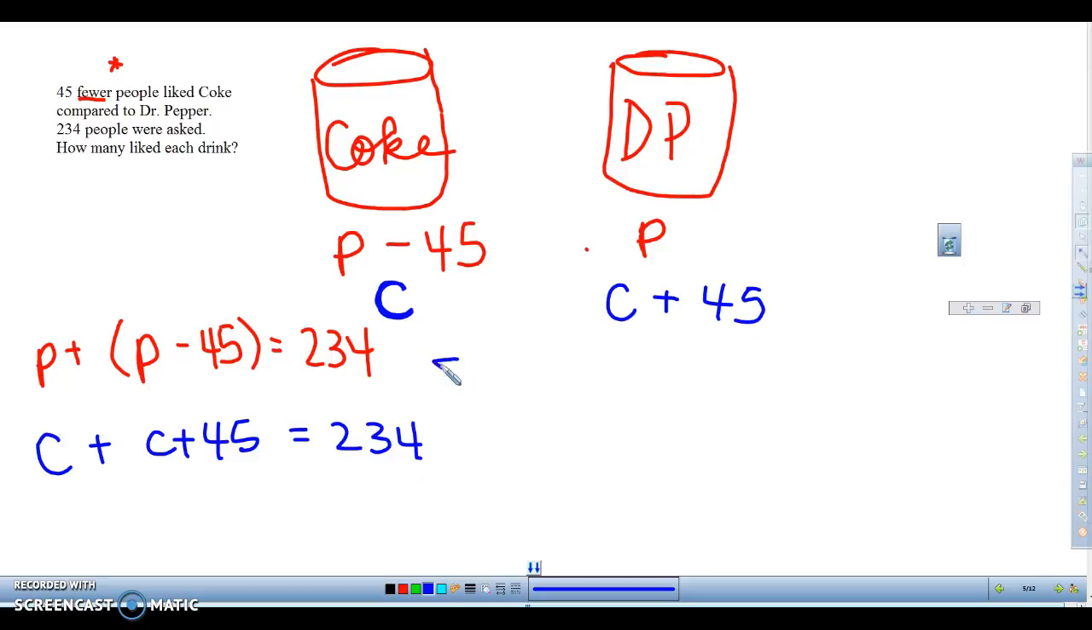Both of these are acceptable answers because they really mean the same thing. It's just how we define the variable that's different. In the first equation, we're basing everything off the Dr. Pepper people. In the second one, we're basing everything off the Coke people.